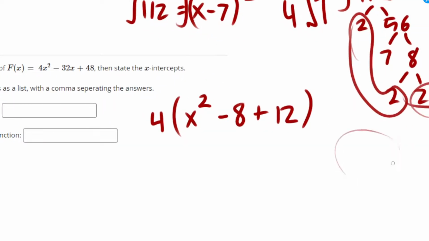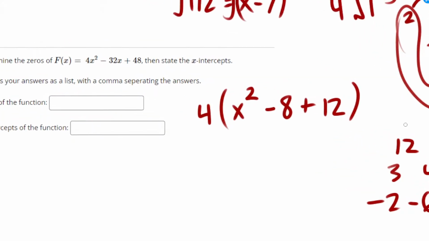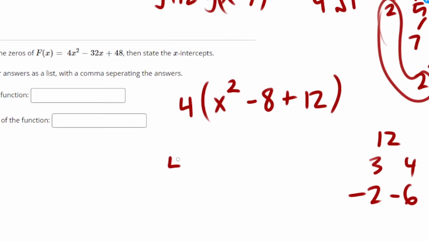And we know that this is probably not going to factor very nicely. We have 12, 3, 4, 2, 6. Oh, actually it might. So negative 2 and negative 6 will make this true. So we'll have 4 times x minus 2 and x minus 6.